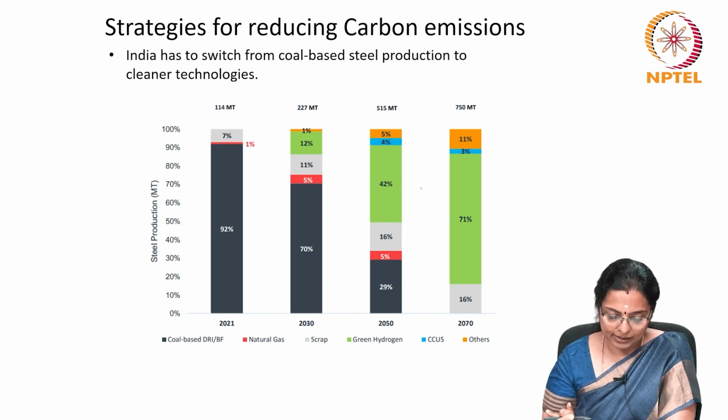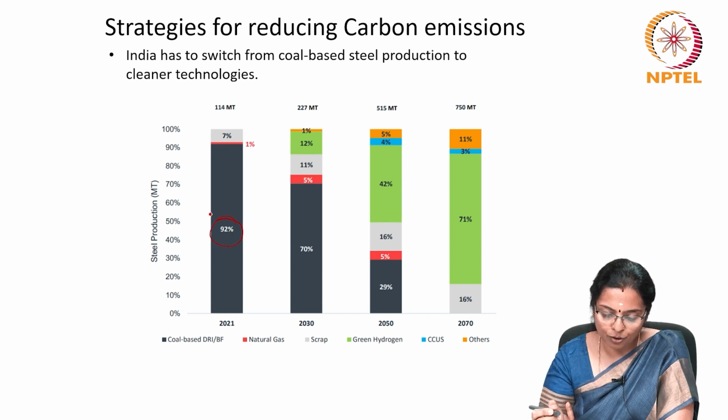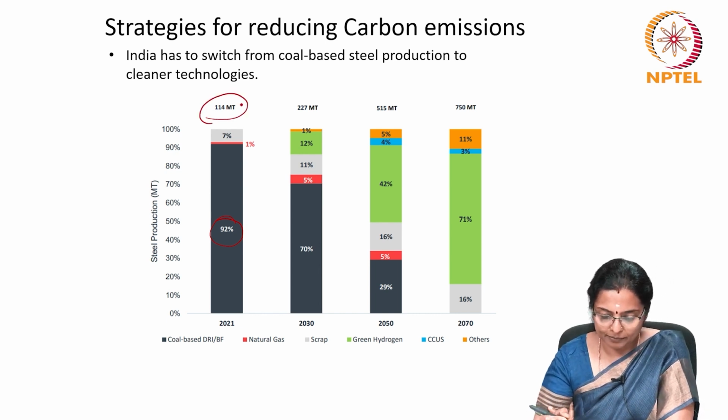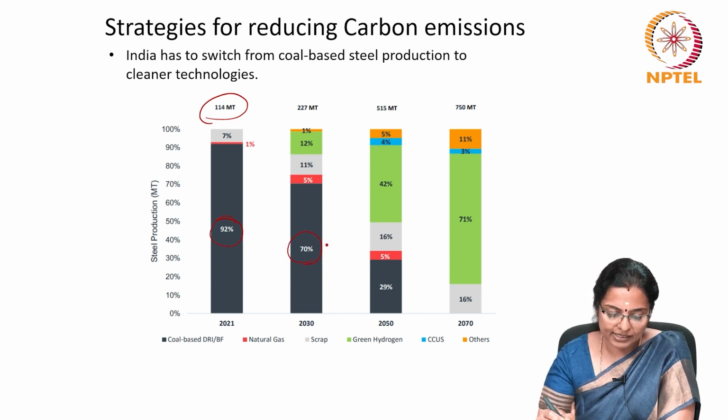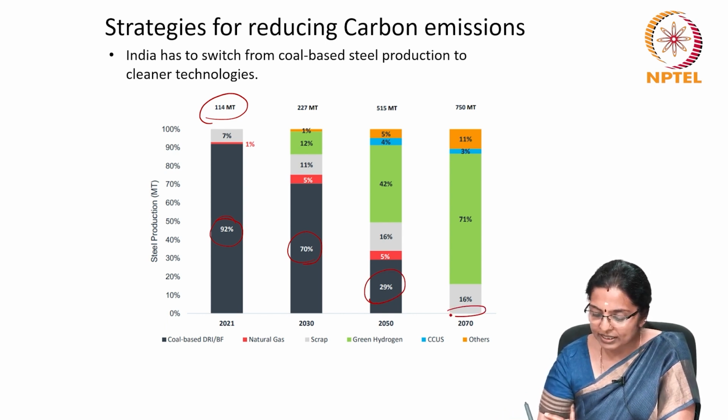The projection is thus: today India has a coal-based steel production of 92%, and that is causing 114 megatons. In 2030, India must step down its steel production from coal to 70%, and in 2050 it should step down to 29%, and then by 2070 India will not be coal dependent for its steel production.